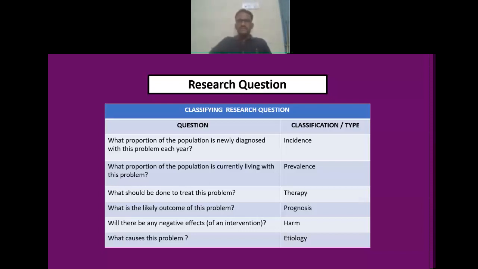Harm is the type where there are negative effects of an intervention. This is also related to us, as we are interested to know whether the treatments we are offering have any harmful effect, because in medicine, do no harm is the first principle we have to follow. And the last type is etiology: what causes this problem? This is related to today's webinar. So when you arrive at a research question, we can classify what type of research question it is.